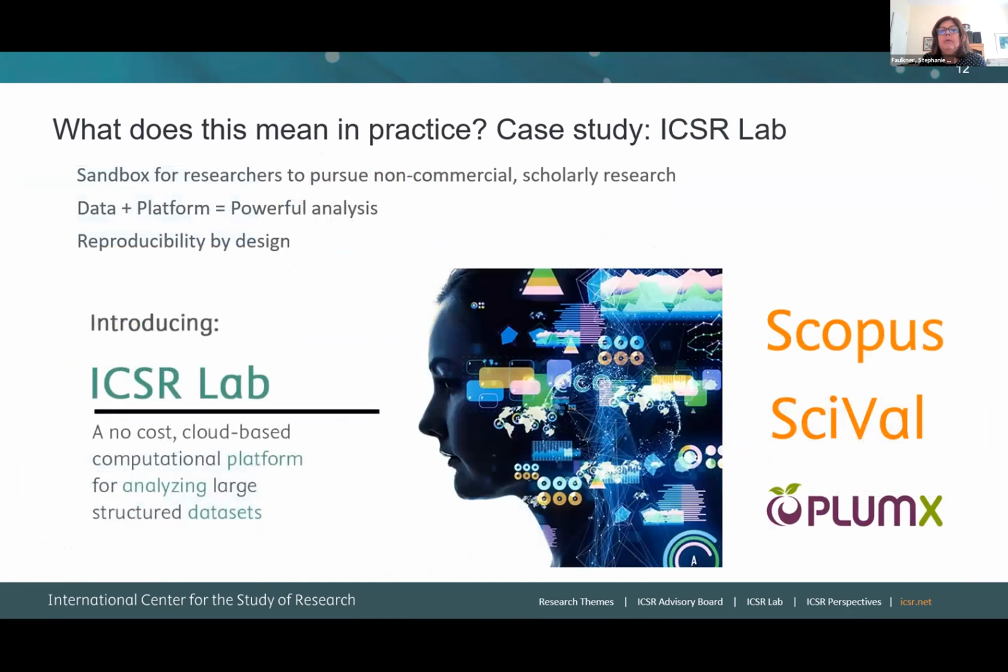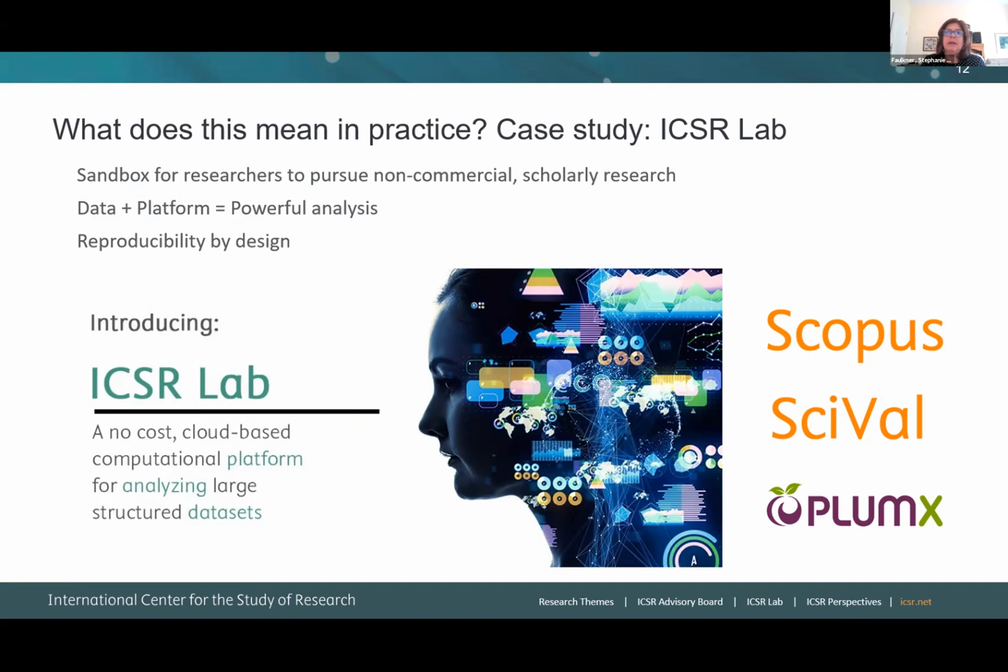And so before I end, I really want to make sure everyone is aware that Elsevier also makes many of its metrics and indicators freely available for scholarly research through our ICSR Lab. And that was actually the topic that Andrew talked about last month. So if you're not familiar with the ICSR Lab, please check out his presentation. The recording should be available on the AEA website.